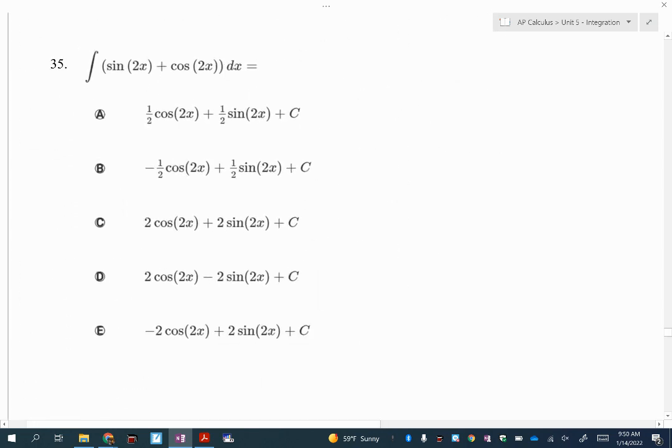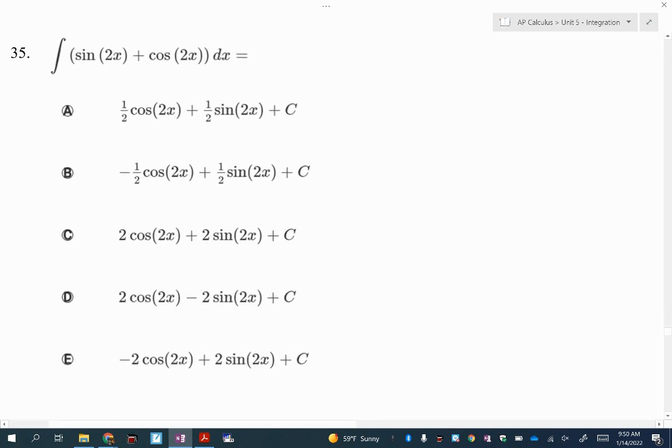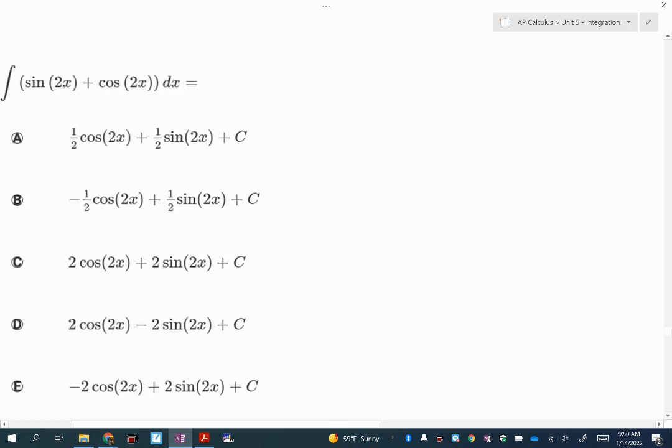35. All right, now 35 is actually not a u substitution one. This is really more at the very end of last semester, but I want to put it back in here so you have some work with some trig and finding antiderivatives. This is an indefinite integral. So really what I did here was I split this up into two indefinite integrals: the integral of sine of 2x dx plus the integral of cosine of 2x dx.